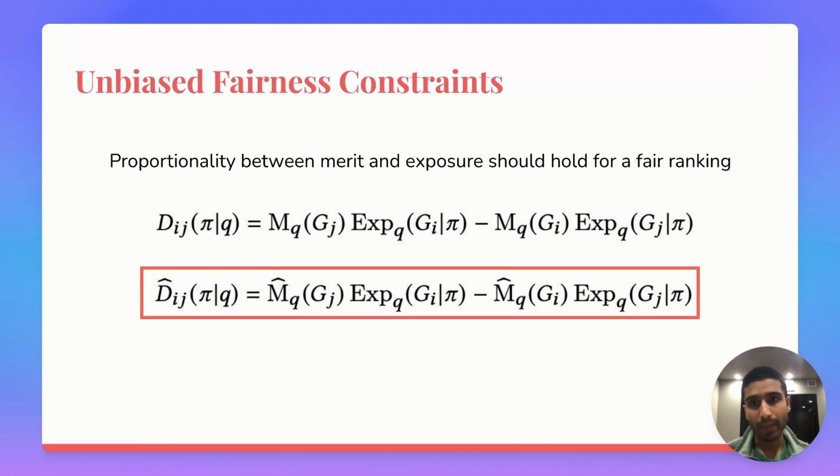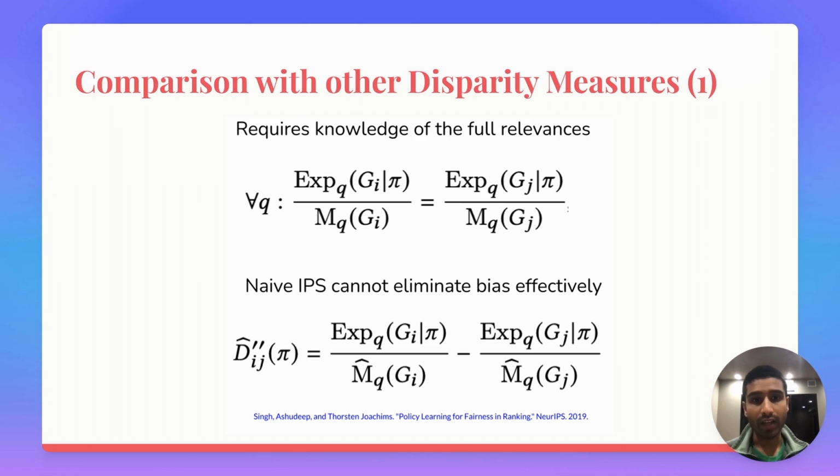We need to estimate the disparity term with respect to the unknown query distribution and unknown merits. And we can get an unbiased estimate of the merit using the IPS estimator. Note that the disparity term is also unbiased, since the merit term is unbiased and the exposure terms are non-random constants. Next, we'll briefly contrast our disparity measure with some existing disparity measures.